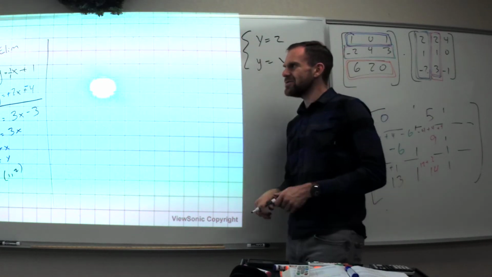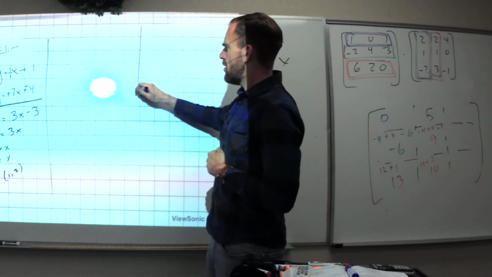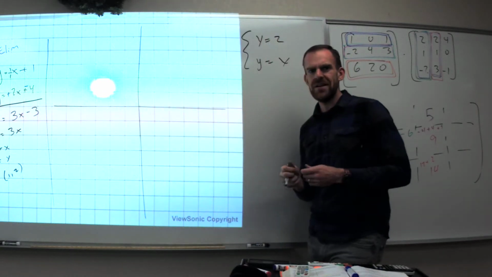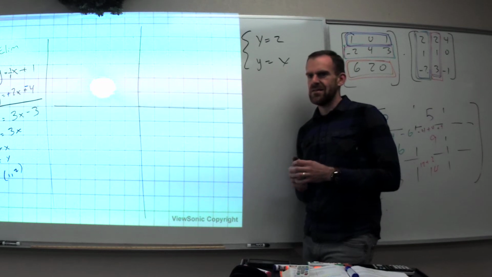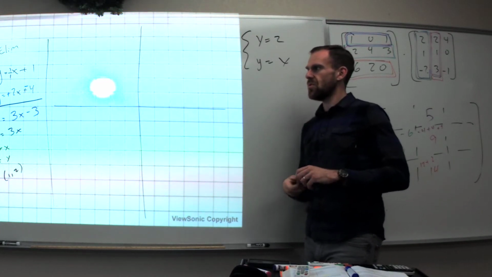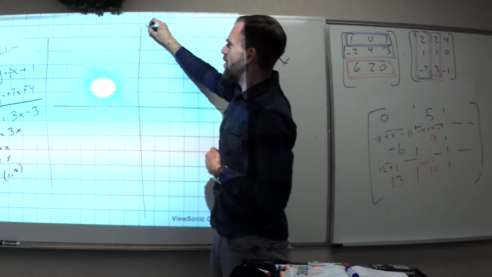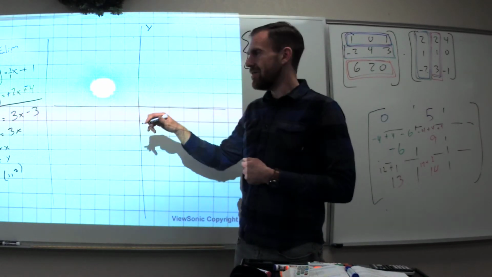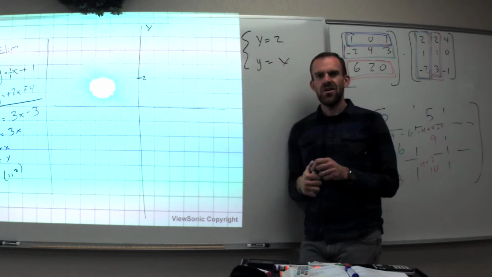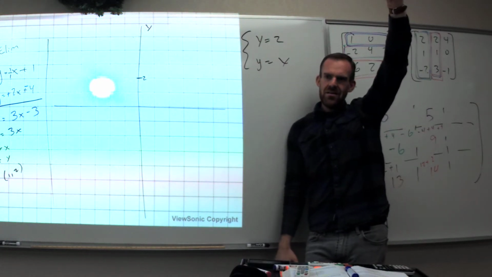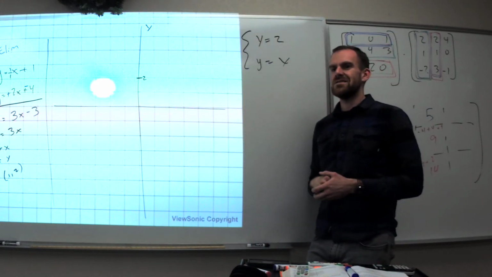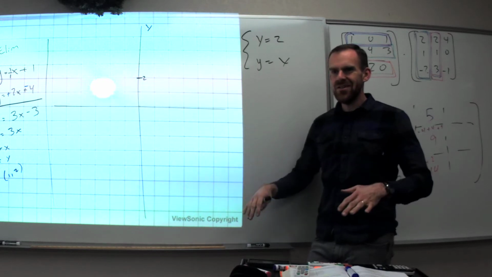Okay, we are now going to graph y equals 2 and y equals x. Let's talk about y equals 2 for a second. What's the deal with that line? Does it go up and down or left and right? I'll give you a hint. The y-axis is the one that goes up and down, and 2 is right there. So does it go up and down? Raise your hand. Does it go left and right? Raise your hand.